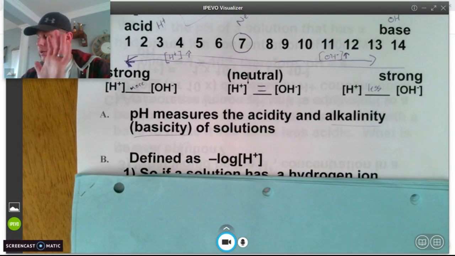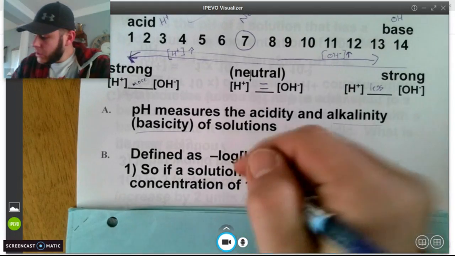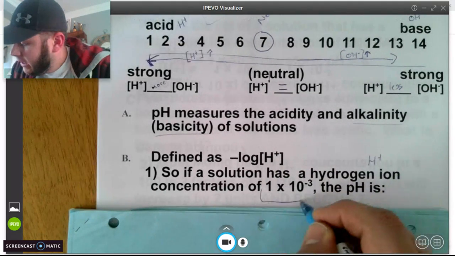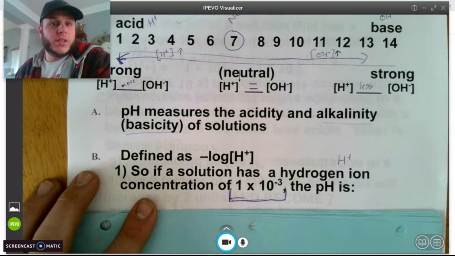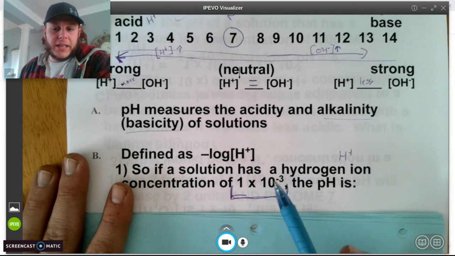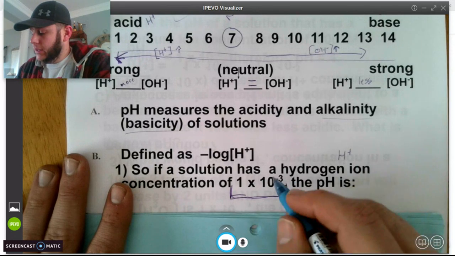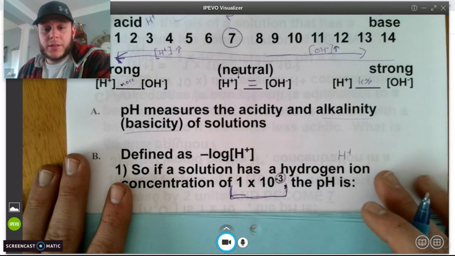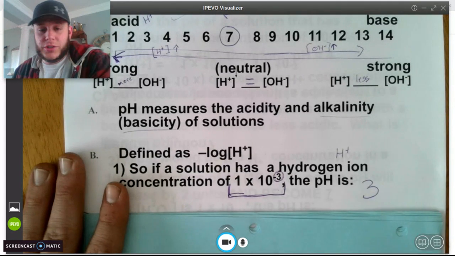But we don't have to do that, because here's how simple it actually is. Let's say a solution has a hydrogen ion, H plus ion, concentration of 1 times 10 to the minus 3. What's the pH? You could take the minus log of 10 to the minus 3, or you could just say, if the exponent of this power of 10 is minus 3, and I plugged that into the calculator, it's just going to spit out 3.